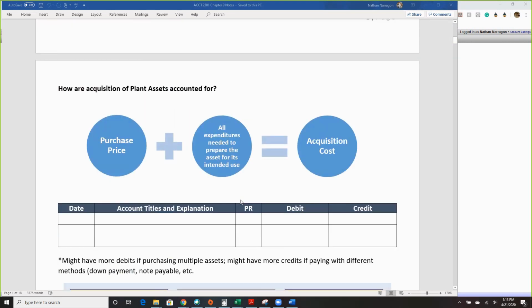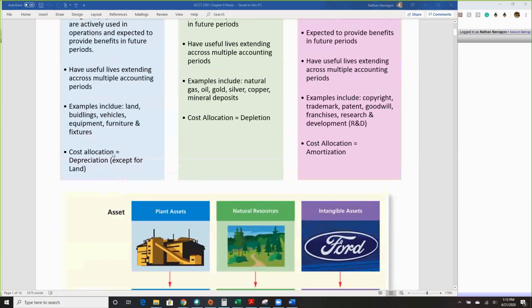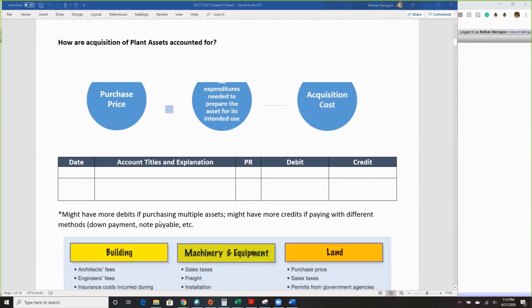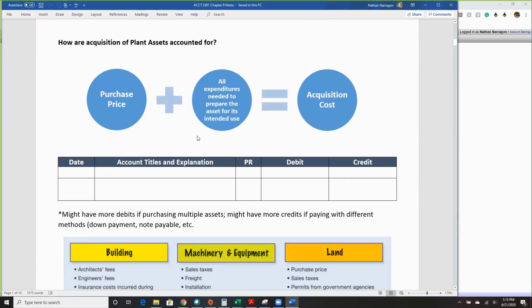Alright. So when we look, again, we're going to pretty much tackle plant assets as our number one category. When we look at plant assets, our biggest thing is how do we account for them? Or how do we get the cost to start depreciating? Well, in order to do so, we have this nifty little formula. First thing that we have to do is we have to basically take the purchase price, what we bought it for.